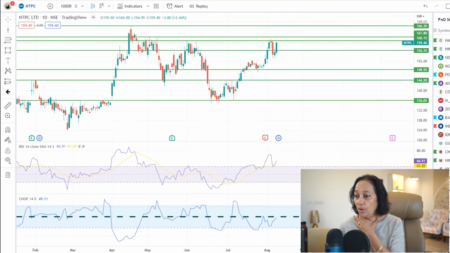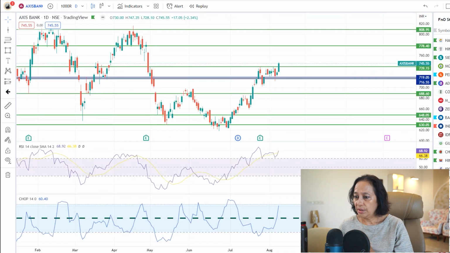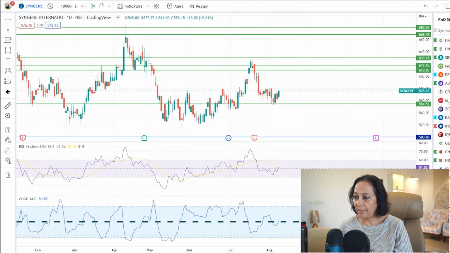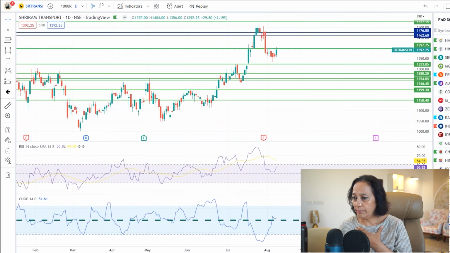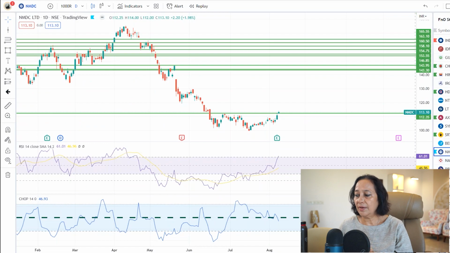And NTPC, no. L&T, no. Axis Bank, no. Syngene, no. Why? Because choppiness is above. BEL, no. NMDC, NMDC is a very good trade, right? I have already written it because RSI is just crossing above 60 and the choppiness is heading in the downward direction.